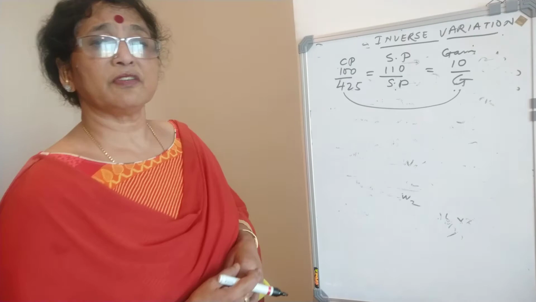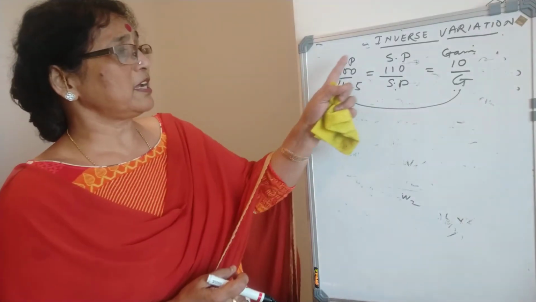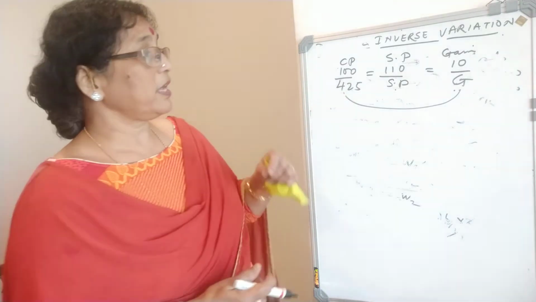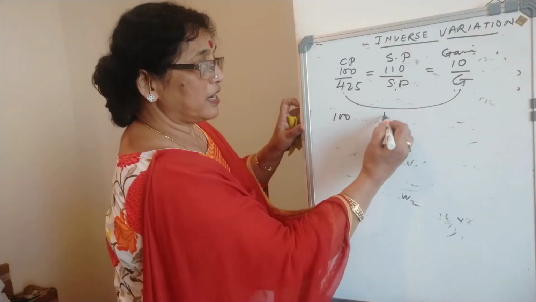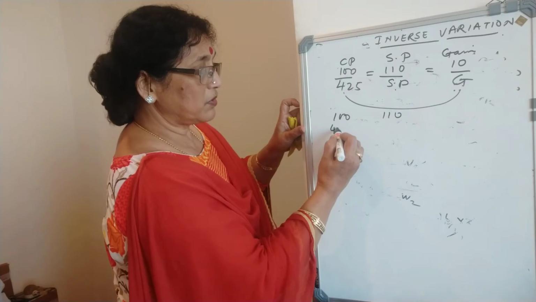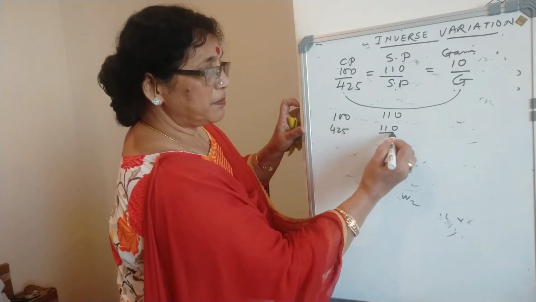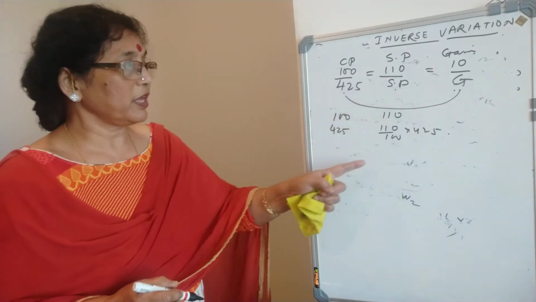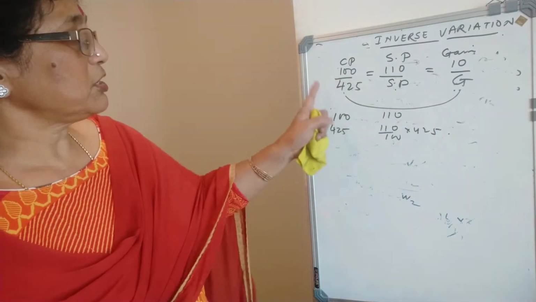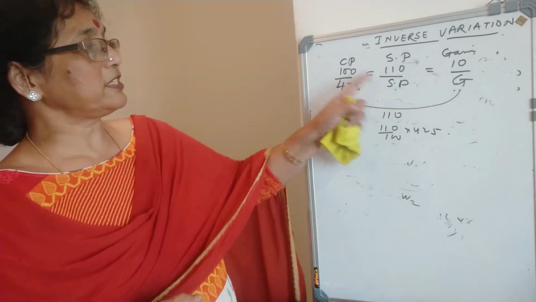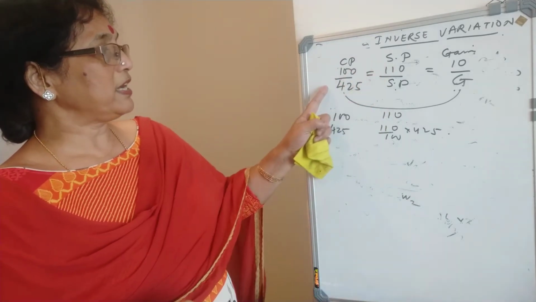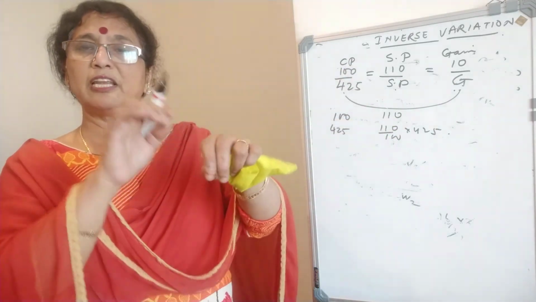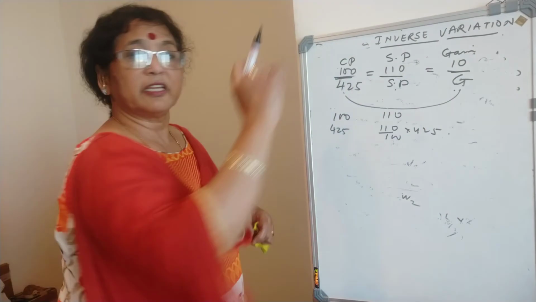You can check the answer with the formula also. If cost price is 100, selling price 110. If cost price is 425, then by unitary method 100, 110, cost price is 425. 110 by 100 into 425, and the same you are getting. What is the selling price you are finding? 110 into 425 divided by 100. Same answer you are getting, this way or this way. Just put an equal sign and put a division sign immediately.